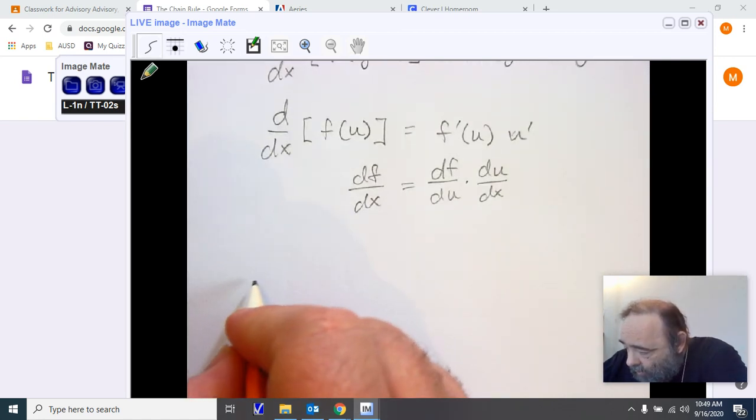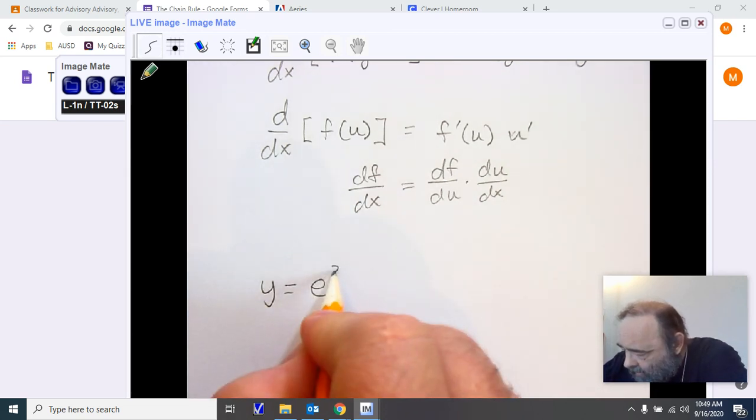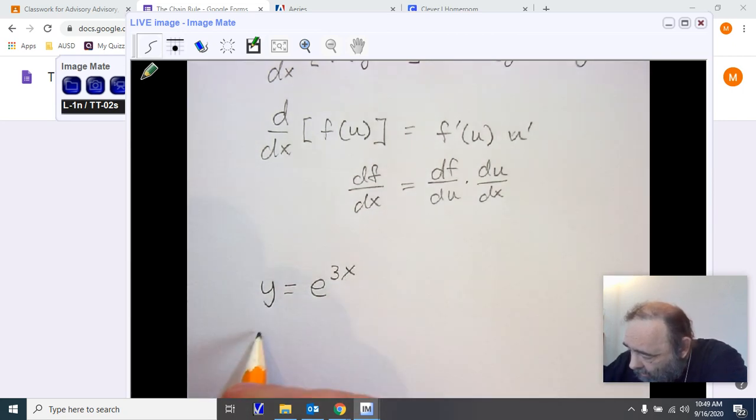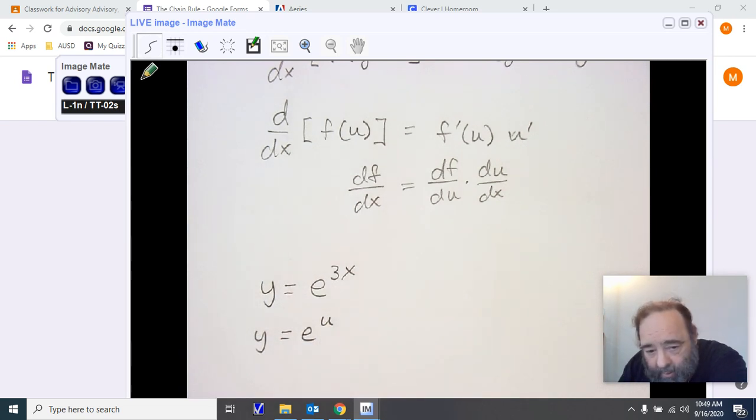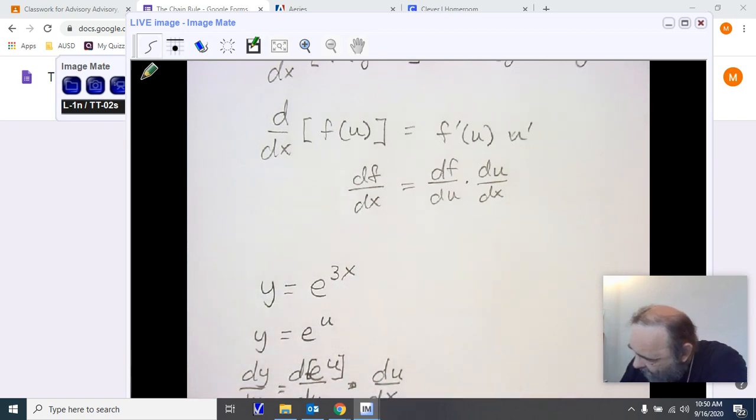Now, keep in mind that we see this everywhere. So if I look at y equals e to the 3x, for example, I'm currently looking at y equals e to the u. Okay? And according to my derivative, dy/dx is going to first be e to the u in terms of the u, and then multiplied by the derivative of u in terms of x.